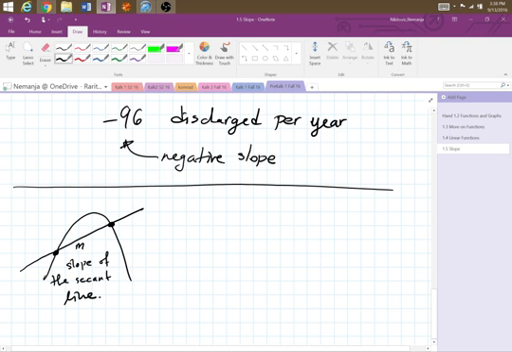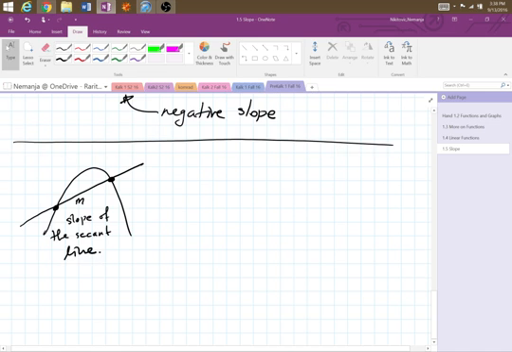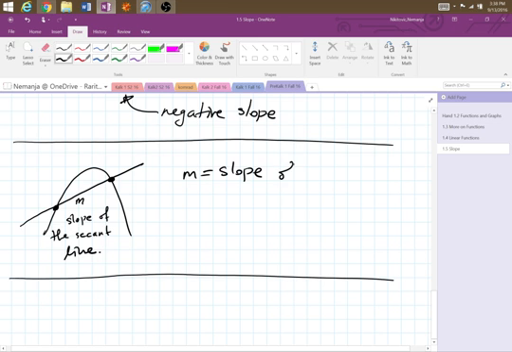So some problems might say find the slope of the secant line. Well, that's actually just the slope that you know how to get, except this time around you have to plug in x to get y. Good.